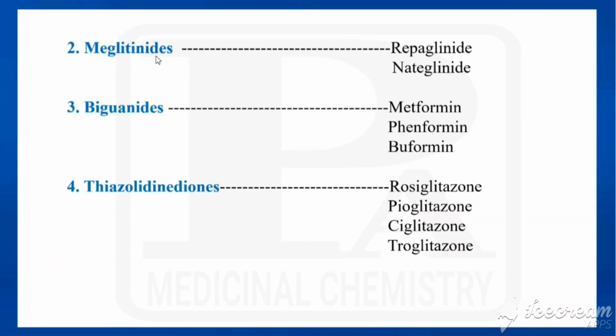Second type is meglitinides. Under that, repaglinide and nateglinide are coming. Third one is biguanides. Examples are metformin, phenformin, buformin. Fourth one is thiazolidinediones. Examples are rosiglitazone, pioglitazone, ciglitazone, troglitazone.